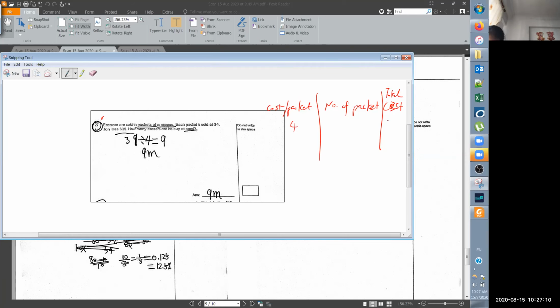So basically total cost is you have 39. With 39, the number of packets you can buy is 39 divided by 4, right? Okay. Then I will say since each packet is sold at 4, it means you cannot have like 0.5 packet. Can you have 0.5 packet? You cannot, right? Yes. Can you?